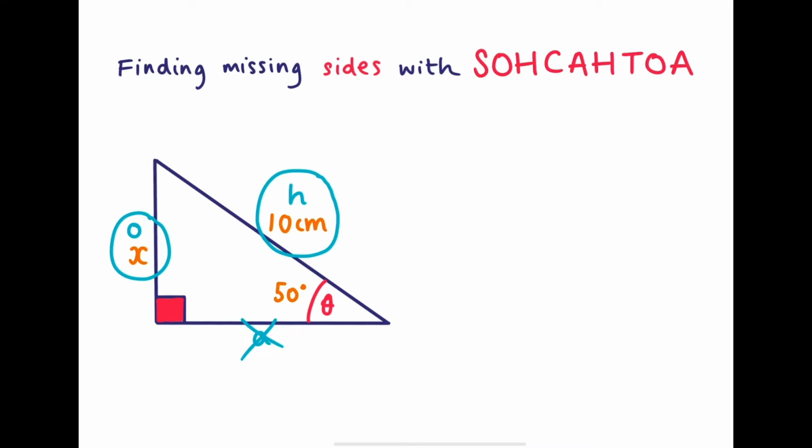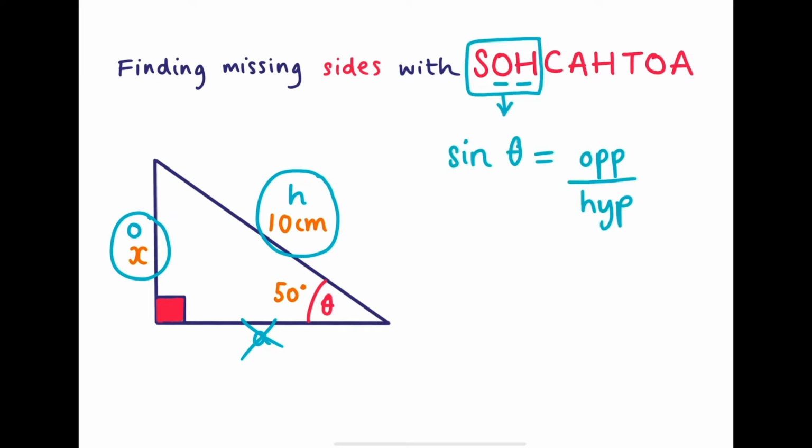Next, we identify in the word SOHCAHTOA which part uses the opposite and the hypotenuse, and that part is our sine function ratio, which we write like this. Again, for help how to do that, check out the previous video on writing trig ratios using SOHCAHTOA. Our next step is to sub in the values we know for theta, opposite and hypotenuse, and the final step is to solve this equation so we find out what x is.